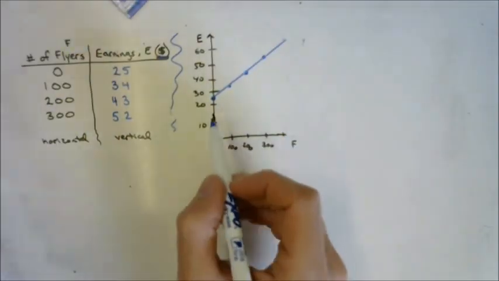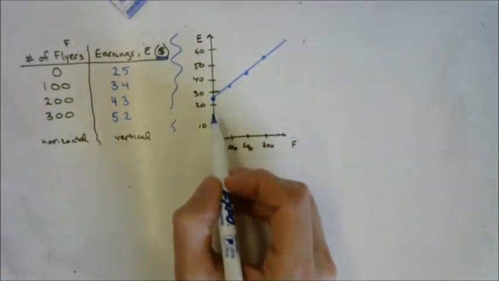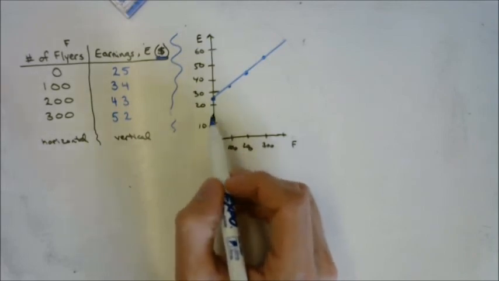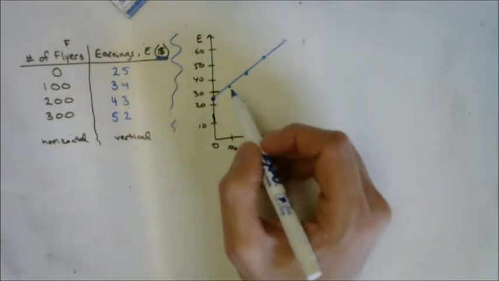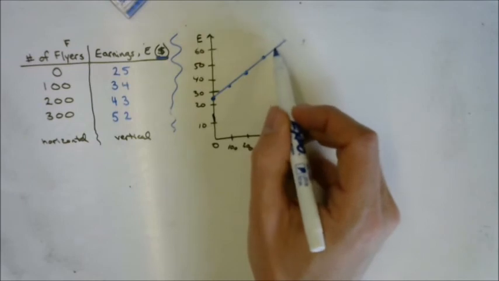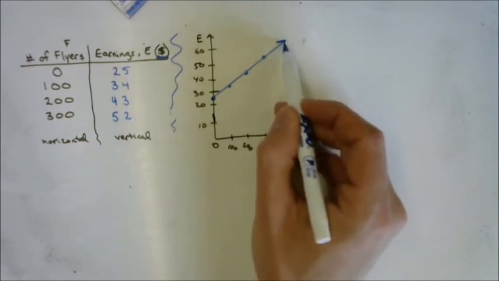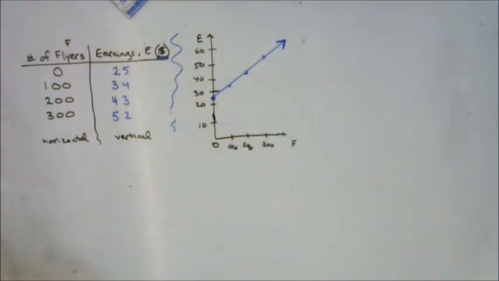Now in this case, I'm not going to extend my line past this line because he's not going to deliver negative flyers, but what do I have to do to this end of my line? Draw an arrow, because it can keep on going and going and going.